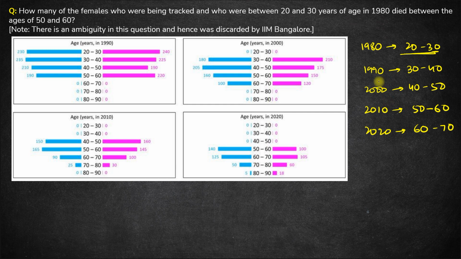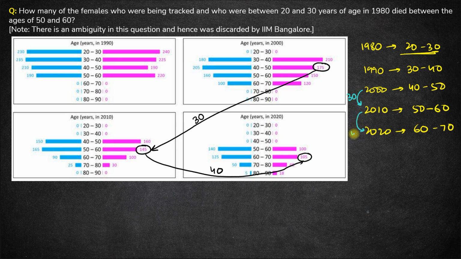So now let's look at 2000 to 2010. We're talking about females. In 2000, the number of females in this 40 to 50 category is 175. And out of these 175, next decade they will be in the category of 50 to 60, 145. And next in this category of 60 to 70, 105. So from 175, 145 are still alive. That means 30 of them died. And out of 145, 105 are alive. So 40 of them died. Okay. So going from here to here, 30 women died, and going from here to here, 40 women died.